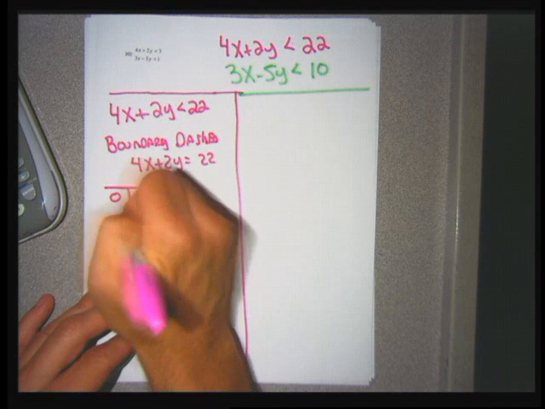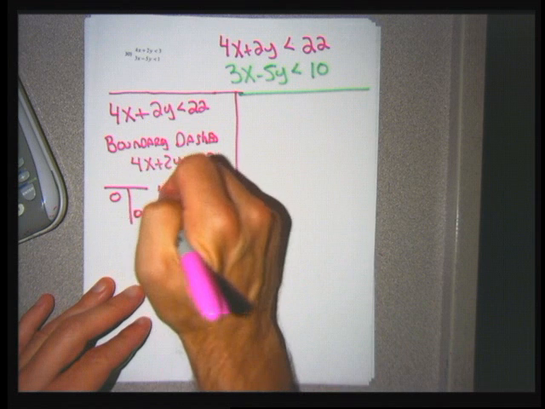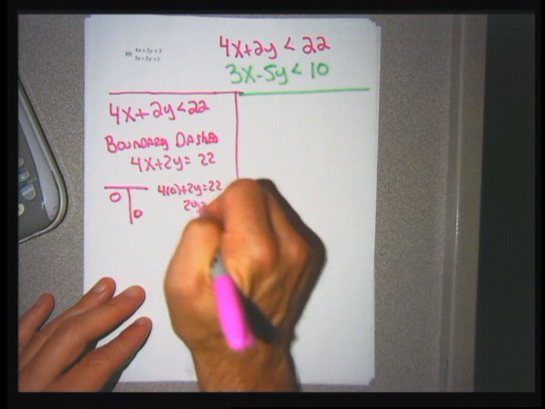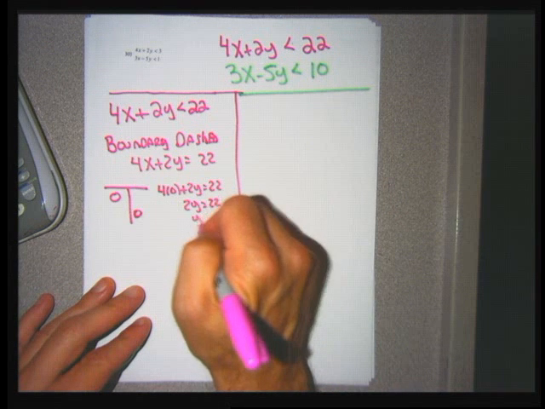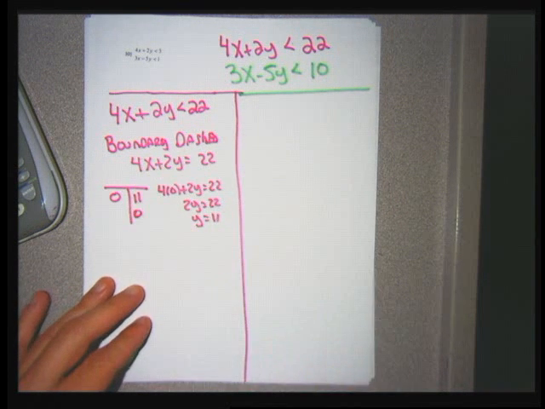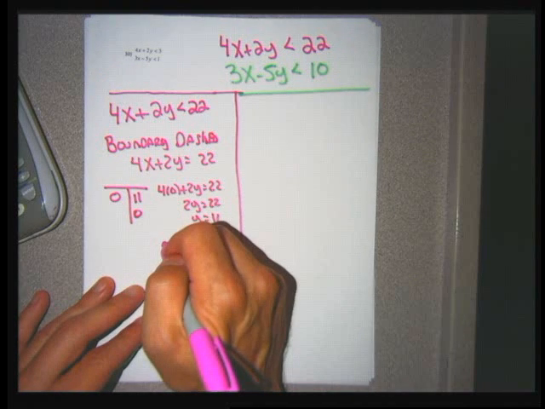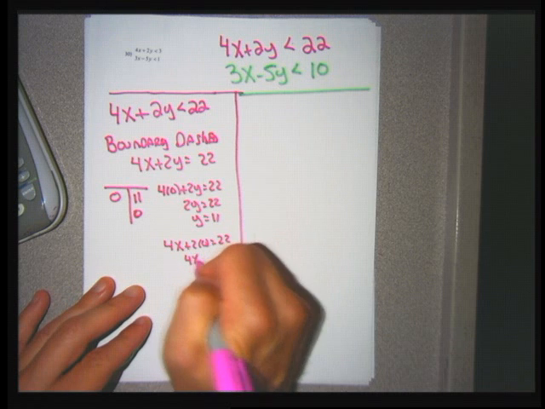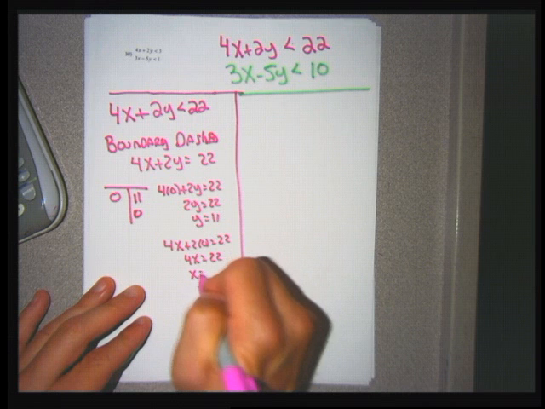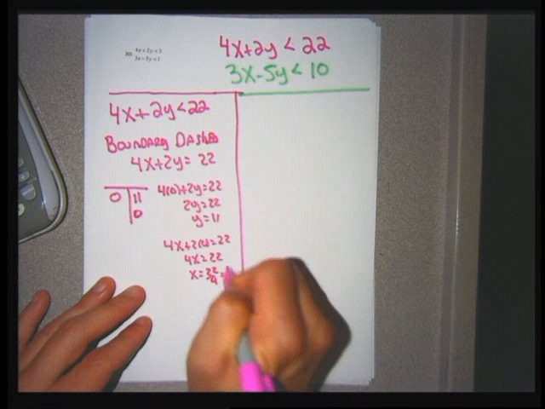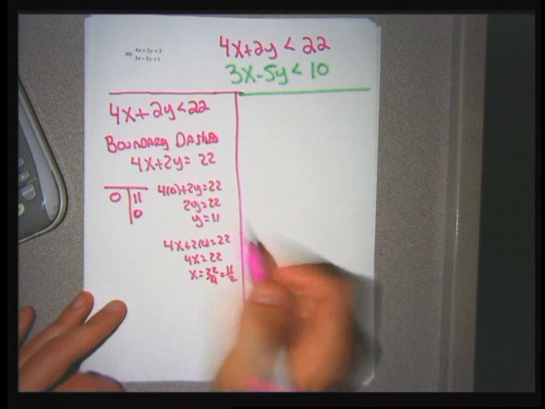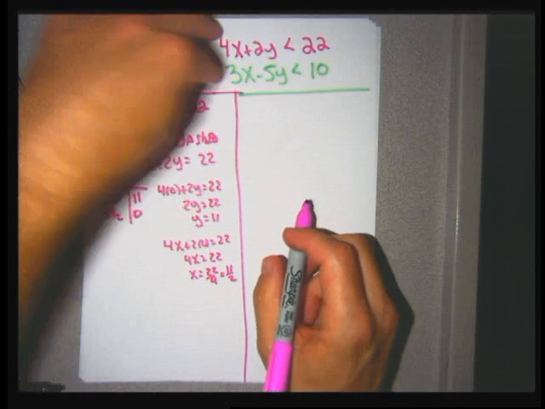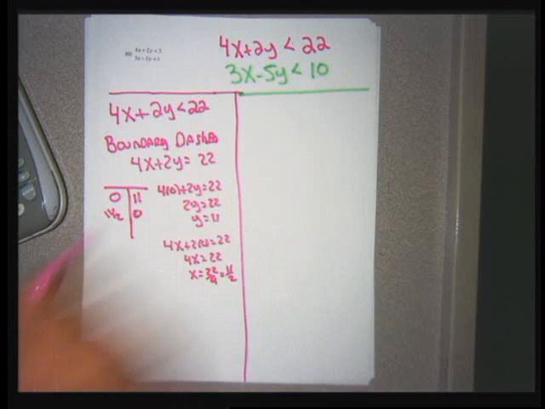Plugging in my zeros. If I do the first 0, I go 4 times 0 plus 2y equals 22. This gives me 2y equals 22. Dividing both sides by 2, I get y equal to 11. For the other one, if I go 4x plus 2 times 0 equals 22, this would give me 4x equals 22. x is going to be 22 over 4, which is 11 over 2, and 11 over 2 is 5.5. In addition, I'm going to RREF a 2 by 3 matrix with these, and that's going to be where the graphs intersect.